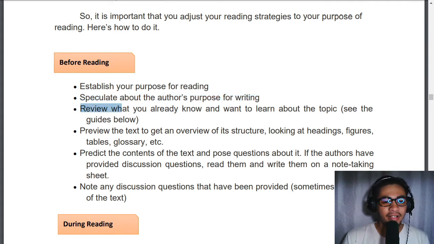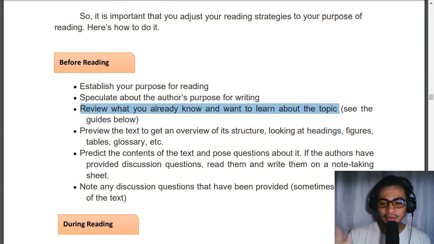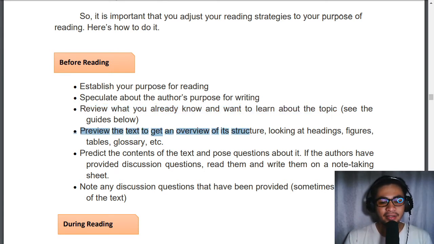Review what you have already known and want to learn about the topic. Kabalo ko some of you gabasa og mga selections nga somehow naa kay background knowledge about that selection or the topic being discussed in the selection. So kailangan i-review nimo balik imong previous knowledge and want to learn about the topic. So naa kay previous knowledge and gusto nimo matun-an about the certain selection that you are reading. So mura kang background check kumbaga. Next is preview the text to get an overview of its structure, looking at headings, figures, tables, glossary, and etc.